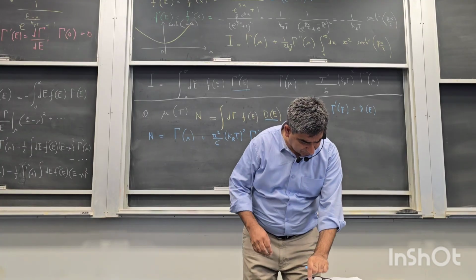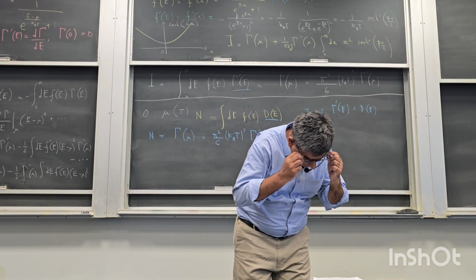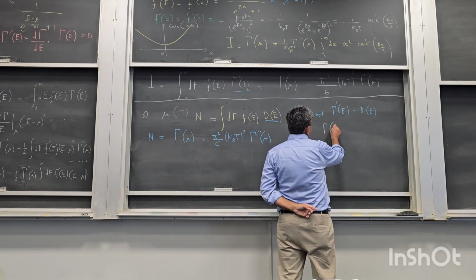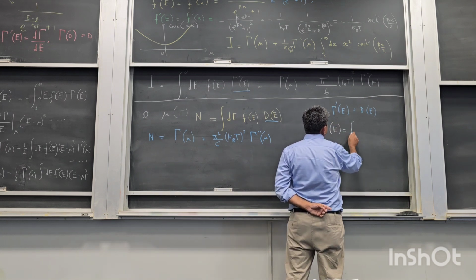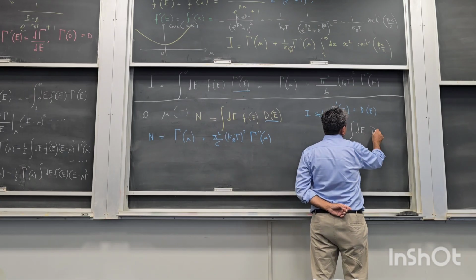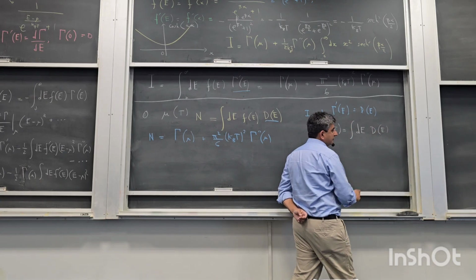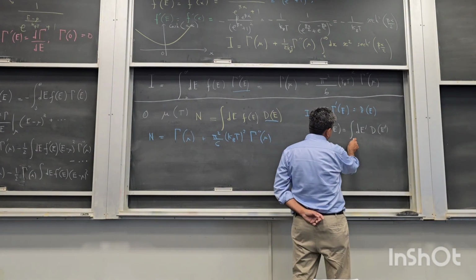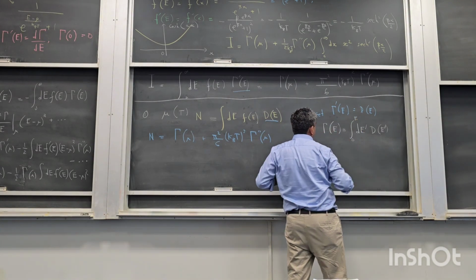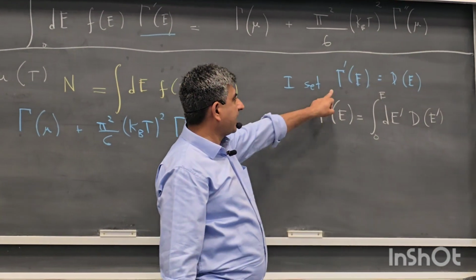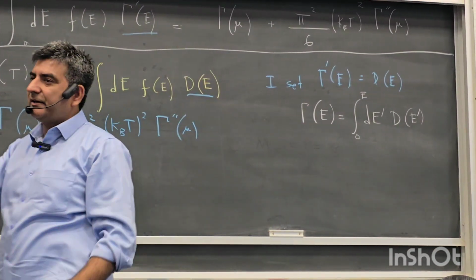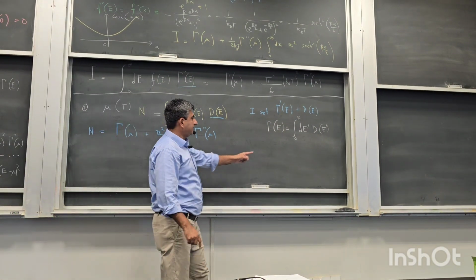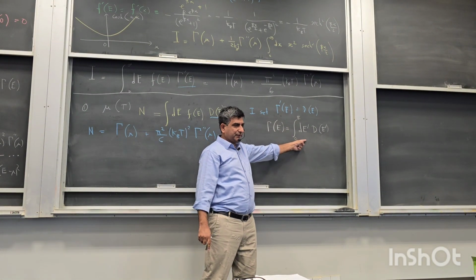Okay, so this is my gamma prime. What is my gamma? My gamma is the integral of dE. So I change this variable to E prime, and I integrate from 0 to E to obtain gamma. So if my gamma prime is the density of states, my gamma will be the integral of the density of states. And gamma prime at some energy E will be equal to this.